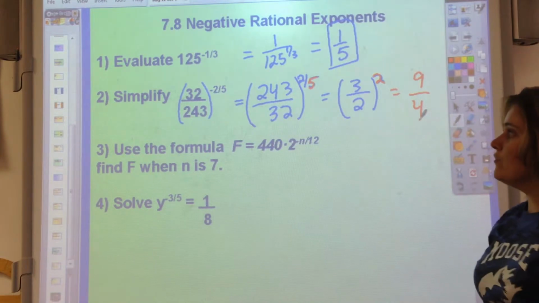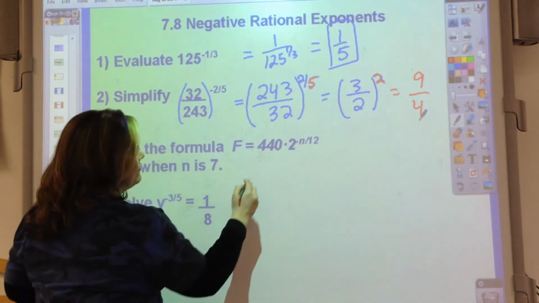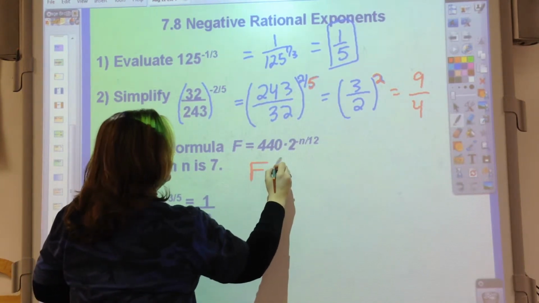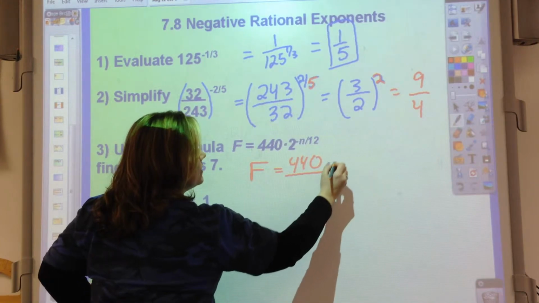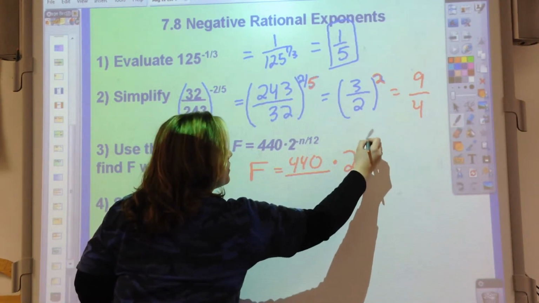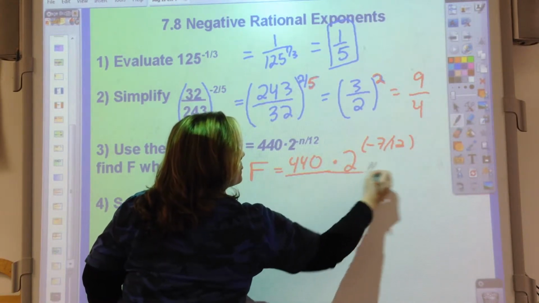All right, if we want to use this formula, and we're going to plug in 7 for n, we get 440 times 2 to the power of negative 7 divided by 12.